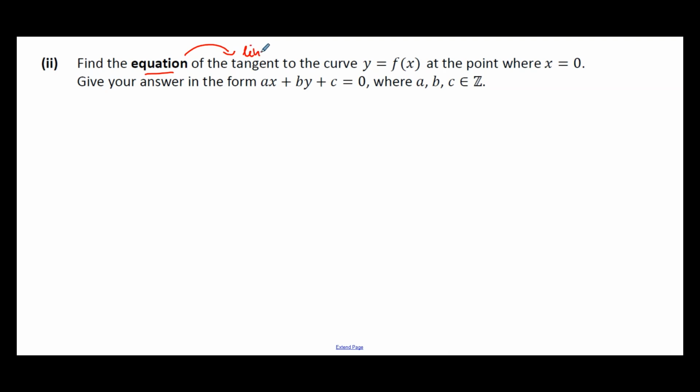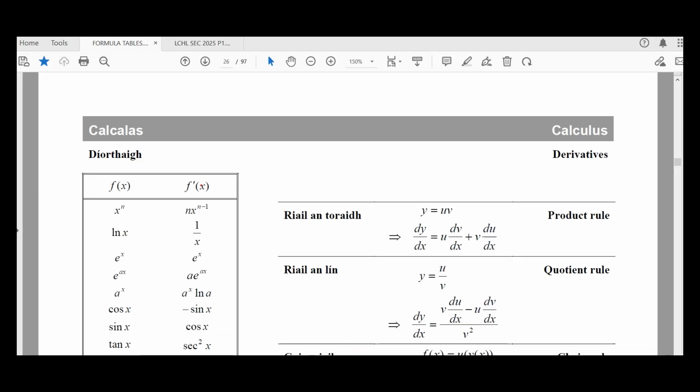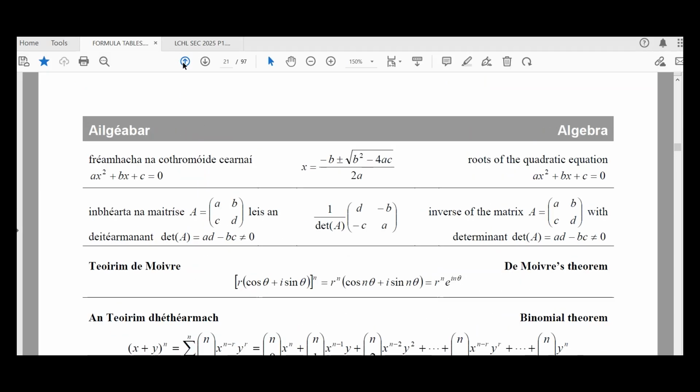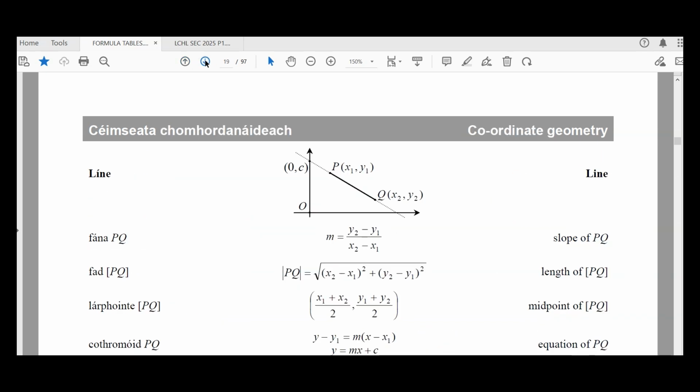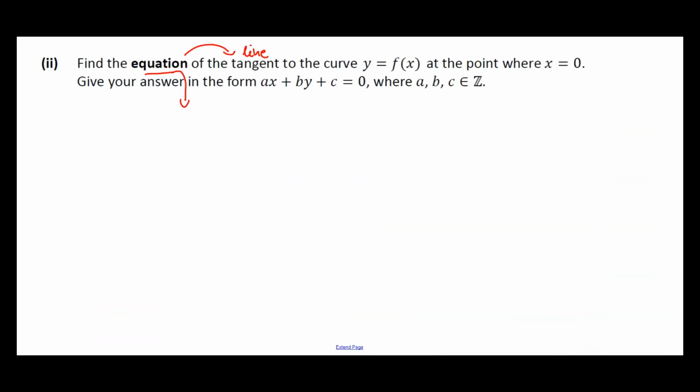It's basically a straight line that is touching a curve at a very specific place. Equation of a line. How do we do that? In our table, we have a formula that has to do with the equation of a line. I know we have two formulas, but by default we can always go for the first one, because rarely do we have information for the second one. Therefore, y minus y1 equals m(x minus x1).